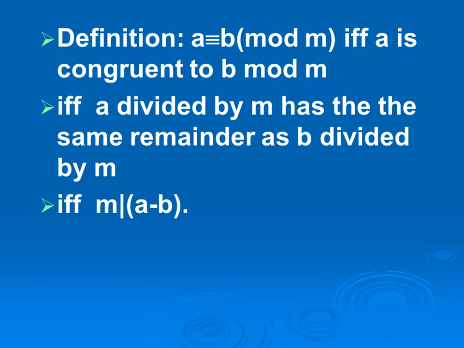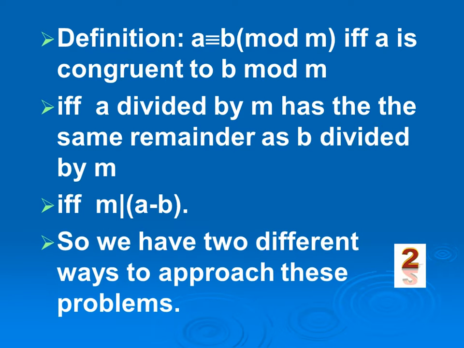Another one, if and only if, and here's one that a lot of people will use, M divides A minus B. So the second and third one are the most popular. So you have two different ways to approach these problems. So again, always go back to the definition. And I would use either A divided by M has the same remainder as B divided by M, or M divides A minus B, either one.